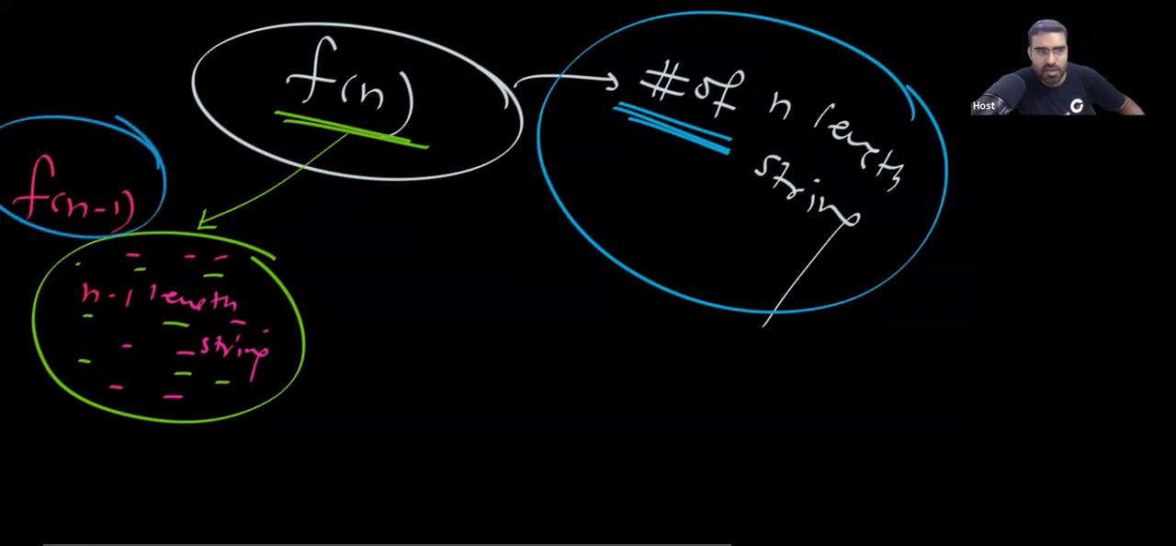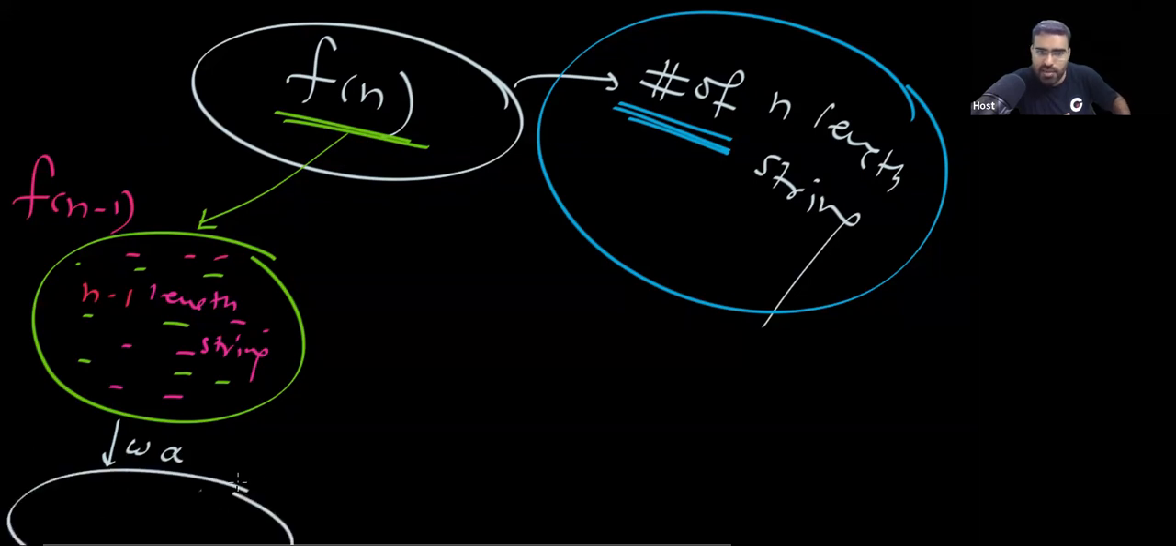Fn minus 1 means the number of n minus 1 length strings. In these strings, all I need to do is add a at the end. So I will get n length strings. Agree with me? Because what I'm doing is just adding a at the end. So how many will I get finally? I will get the same number.